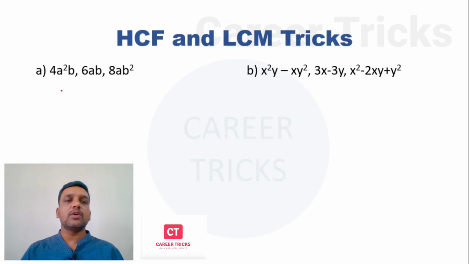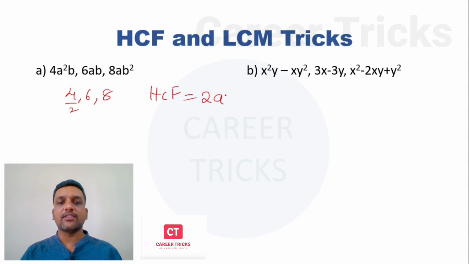Next, we are going with one more problem, that is 4a square b, 6ab, 8ab square. What I will do is take 4, 6, 8 separately and find the HCF for this, starting with the lowest number, 4. Is 6 divisible by 4? No. Then I will divide by 2 and take it as 2. 6 is divisible by 2, yes. 8 is divisible by 2, yes. 4 is divisible by 2, yes. Then 2 I will write first. After that, a square is there, a is there, a is there, I will write a. B is there, b is there, b square is there, I will write b. 2ab is the HCF of these values.